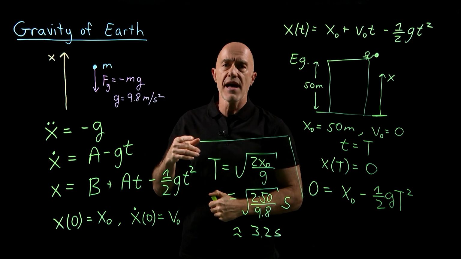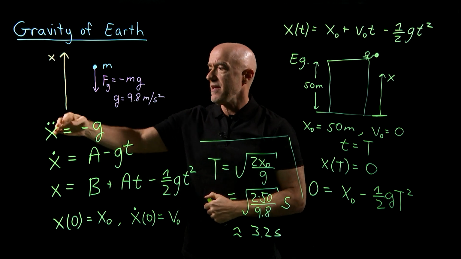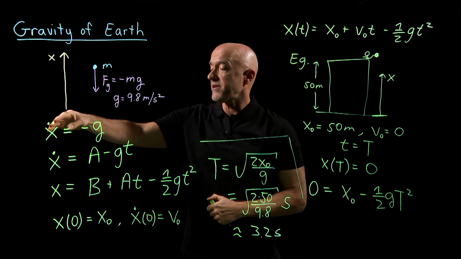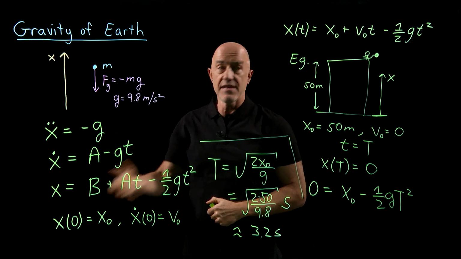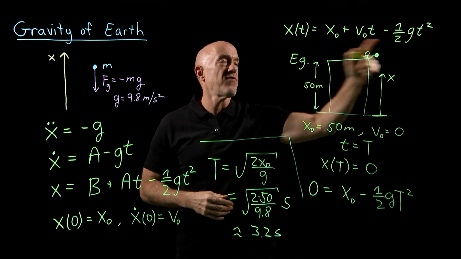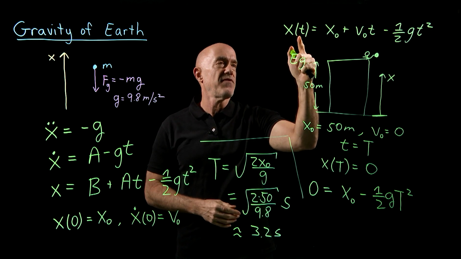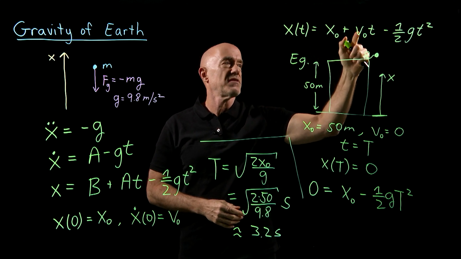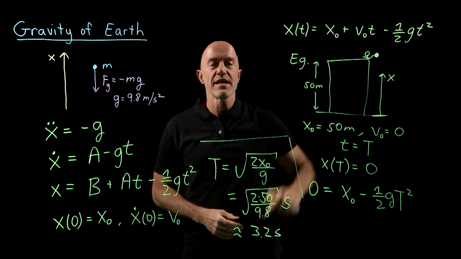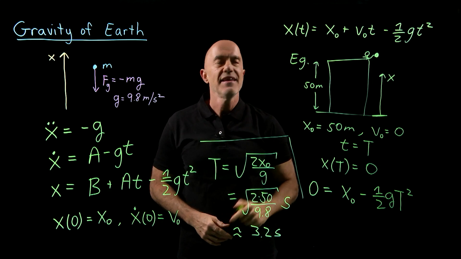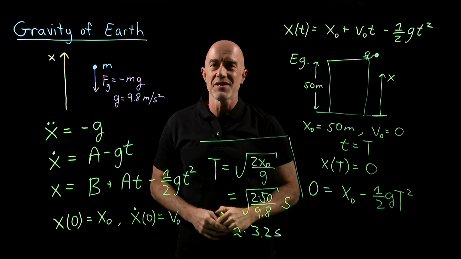Let me summarize. We're studying a classical problem of the motion of a mass falling under gravity. We can solve that using F equals ma, as long as we know the calculus and we can integrate. Then we get this formula, which you might have seen before, that x as a function of time is x naught plus v naught t minus 1/2 gt squared. Now you know where this formula comes from.